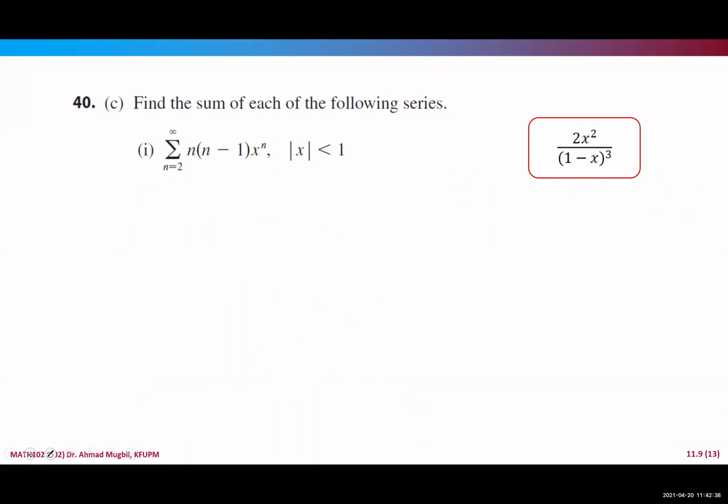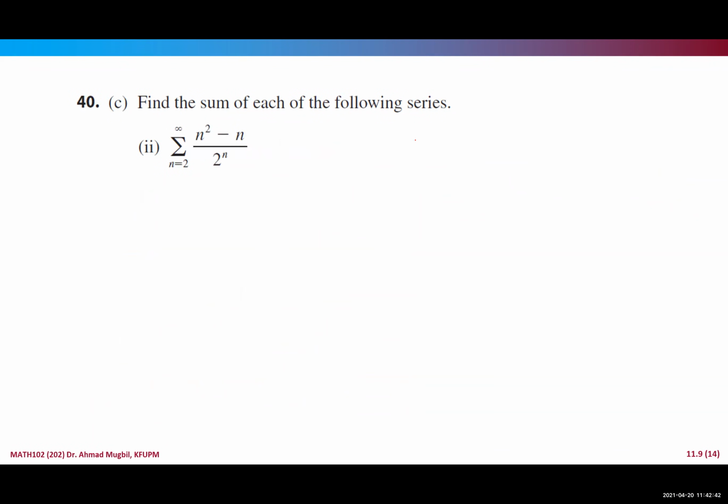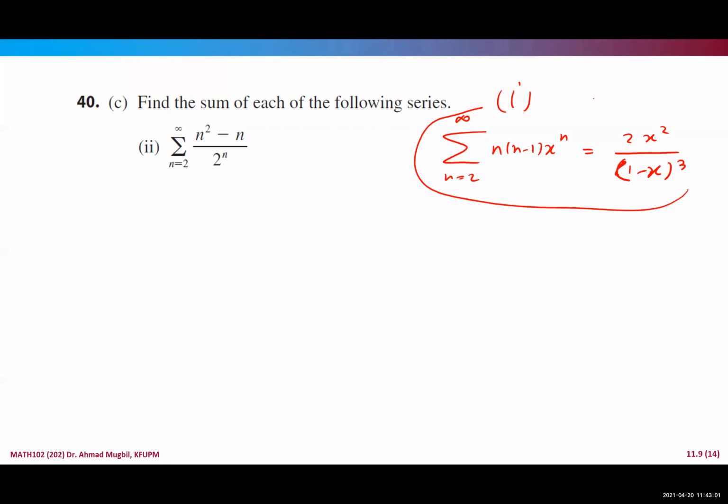Okay, so now let's go to the next question, but I want you to remember this. I will write it down here at the beginning. So what we have from part 1 is the sum of n times (n minus 1) x to the power n, from 2 to infinity, equals 2x squared over (1 minus x) to the power 3. Okay, now how to use this to find this one. This is the trick. Now the question is find the sum.